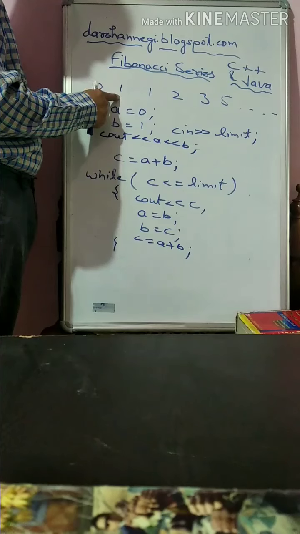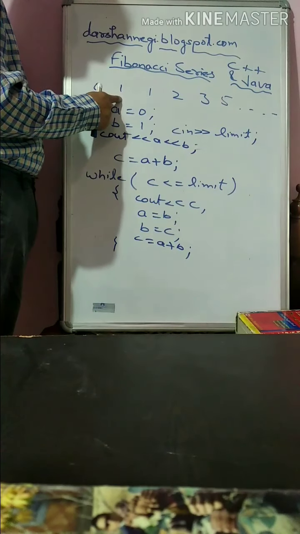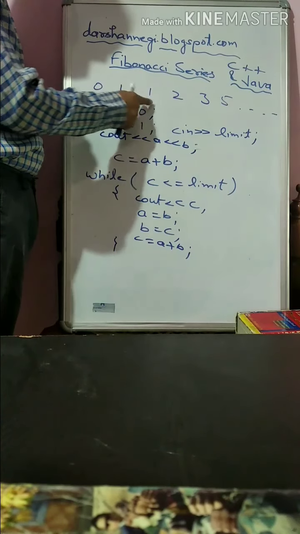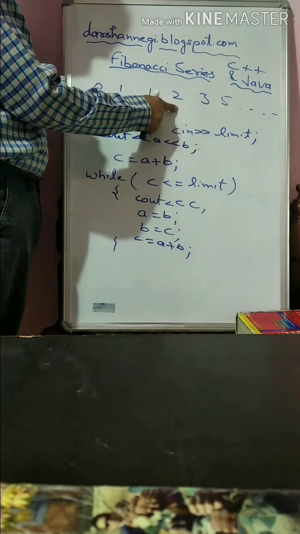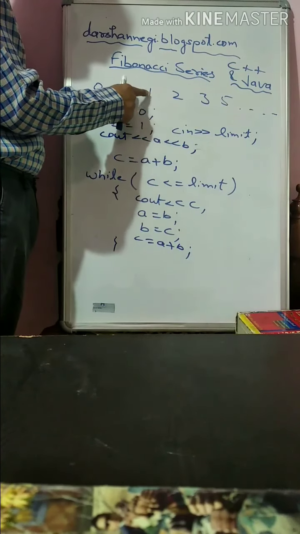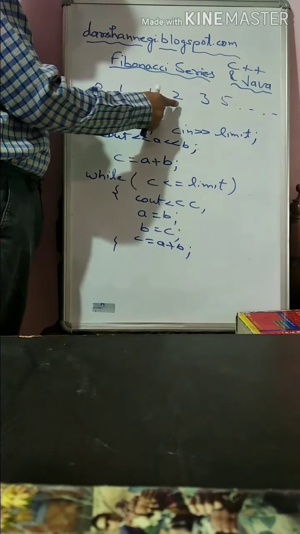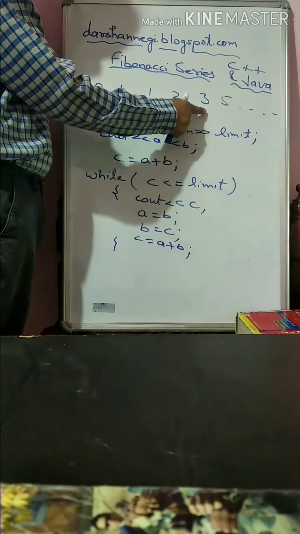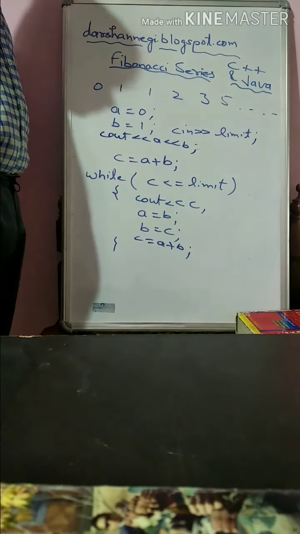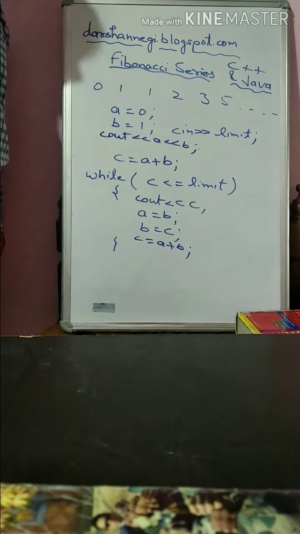Initially A and B were 0 and 1 respectively. Then we got C. Then after that, next 1 and 1 become A and B. Then we got the third number. And again 1 becomes A and 2 becomes B, and then we calculate C to get the third number, and so on. So friends, this is the logic of generating Fibonacci series.